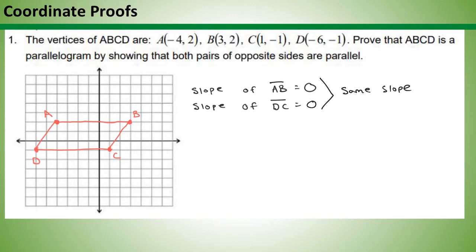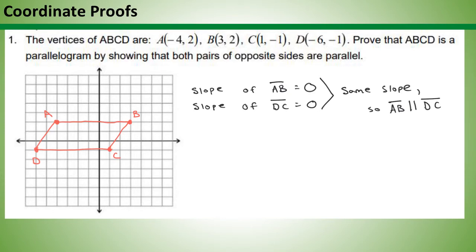Okay, so I have these two slopes here, and since they are the same, we can say that side AB is parallel to side DC. Again, reminder, whenever you see that symbol right there, that means the things are parallel to each other. So we can say that those sides are parallel.